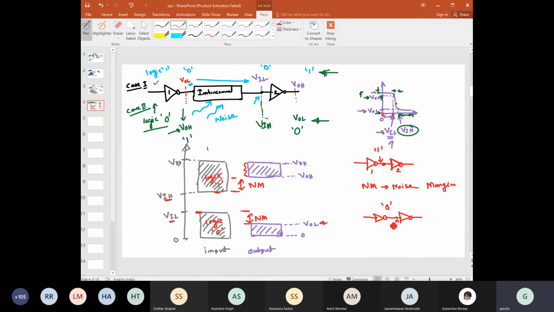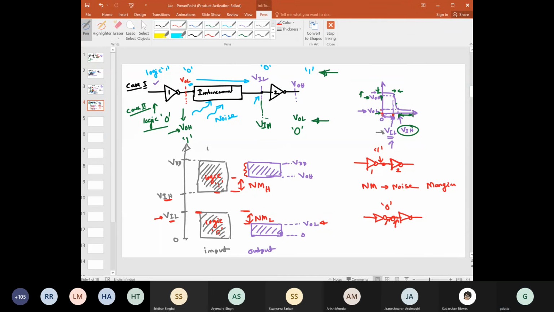So if, due to some noise, the output gets corrupted by the presence of the interconnect, the maximum value should not reach this VIL. So we still have this amount of voltage level in hand, which can tolerate the presence of noise. This noise margin for logic level low is called NML, and for logic level high it is called NMH. So we have noise margin low and noise margin high.